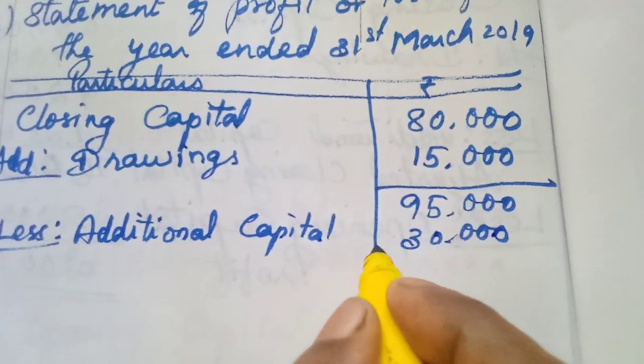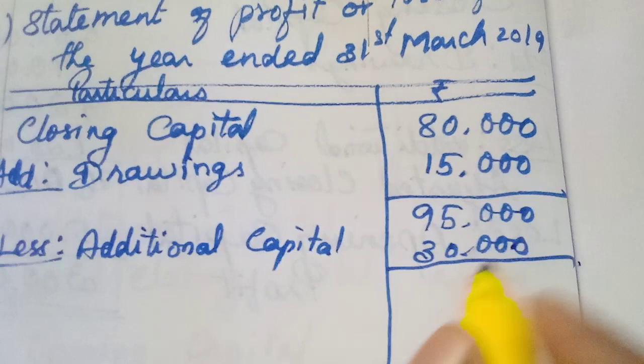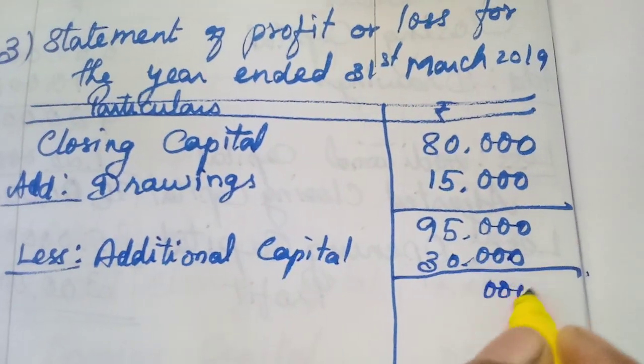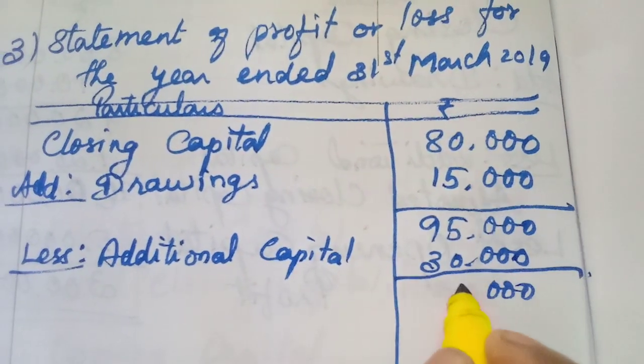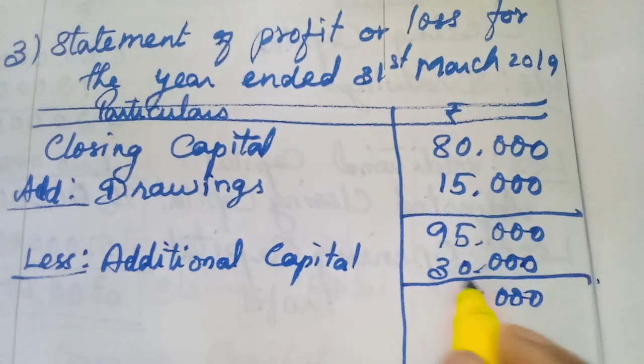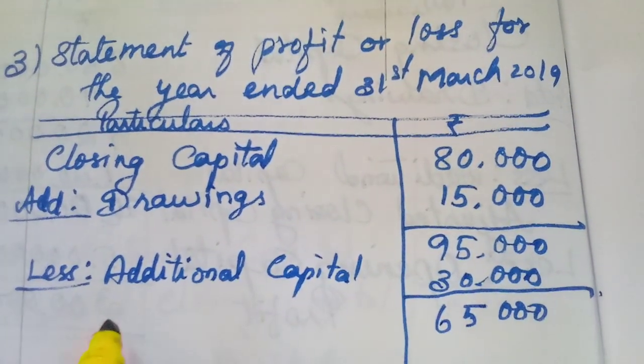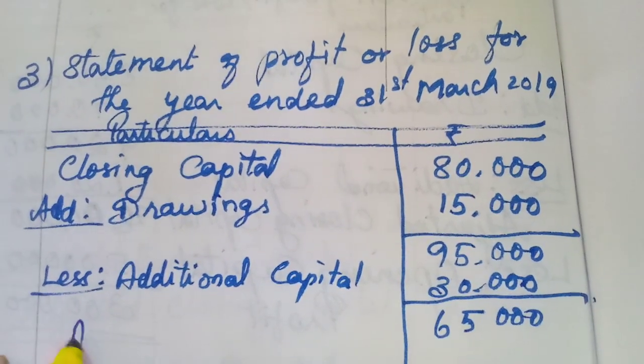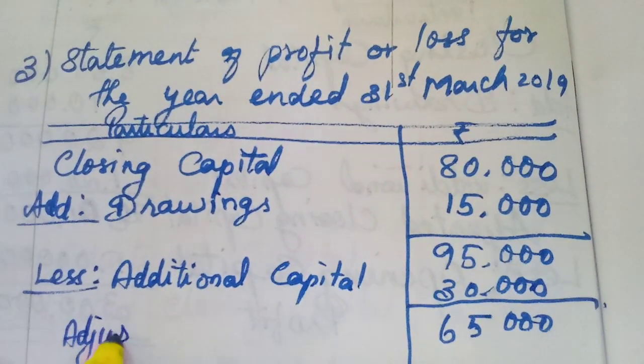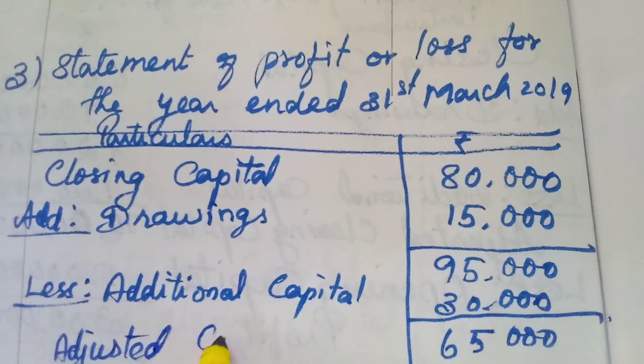When you write the amount, write correctly. Then draw a line, and add and deduct and write. Okay. Less additional capital, 5, 9 minus 3, 6. So 65,000 is the adjusted closing capital.